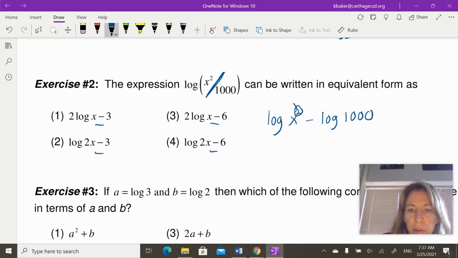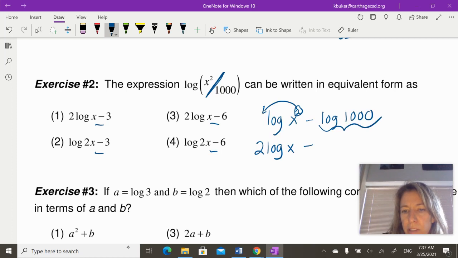Since we have an exponent, we want to move that out front. So this is going to become 2 log x. And if you notice, log base 10 of 1,000 evaluates. Since 10 to the third power is 1,000, we just get this. So 2 log x minus 3 is our answer.